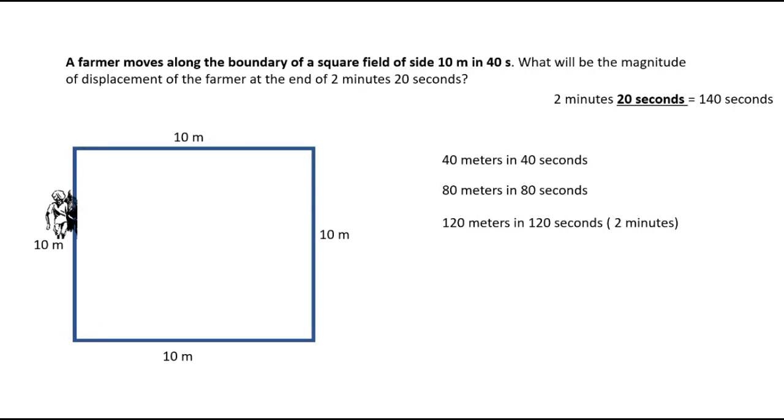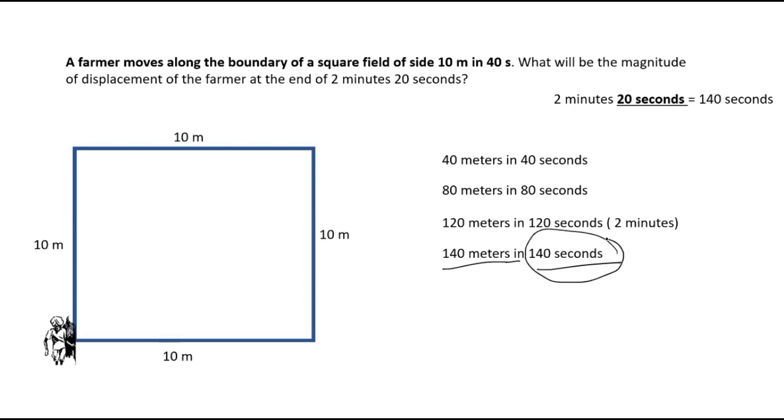So he starts moving, he will come somewhere here. Right. So now at this point when he covers, he will be covering 140 meters in 140 seconds. Right. And what does 140 second mean? 140 second means 2 minutes 20 seconds. Right. And if that is the case, what is the displacement, or what is the magnitude of the displacement?